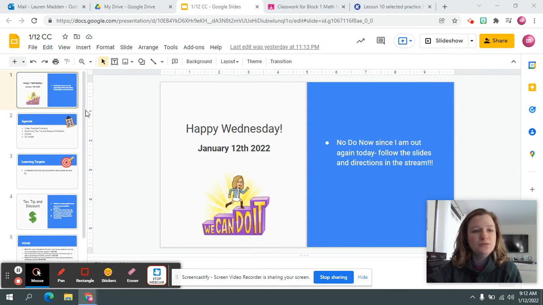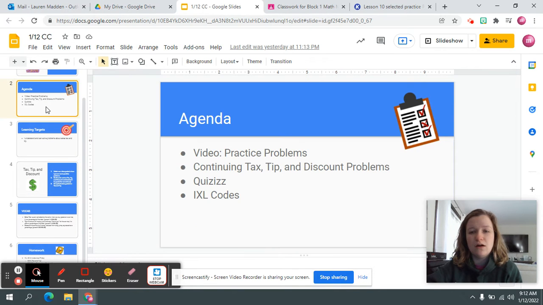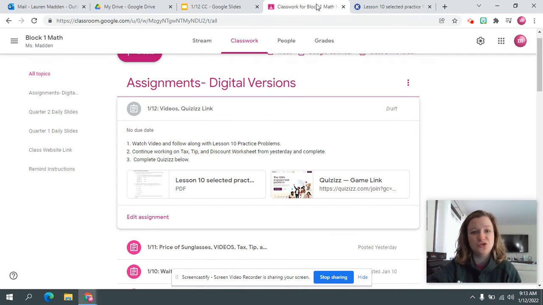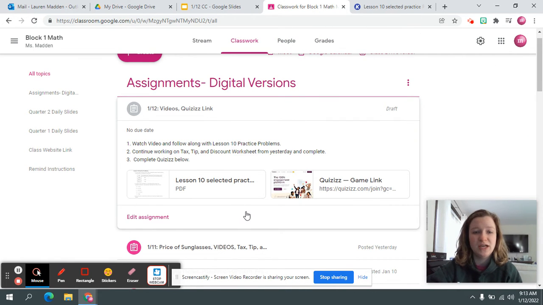So for today, we are going through these slides. I'm going to go through a few practice problems with you guys, but for the most part, you're going to be continuing to work on the worksheet from yesterday on tax, tip, and discount. I am going to ask you to show as much work as possible, even if it's not in the Kami. Try to write out your work because when you go back and study this, we'll probably have a test end of next week, most likely. You want to make sure that you know how to study and know how to solve these problems. And if you just write the answer, then that's not going to help you for studying.